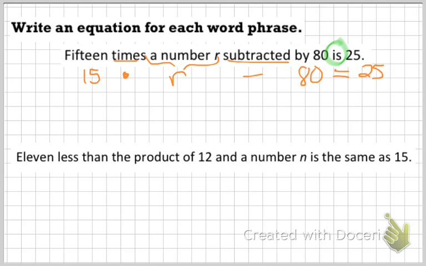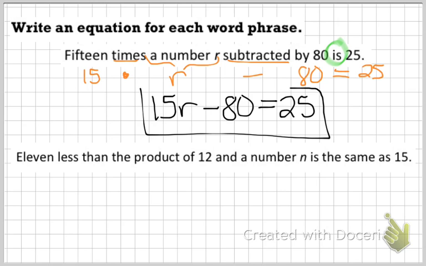To rewrite this, you have to remember that this 15 times r, we rewrite as 15r. There is no need to put that multiplication symbol in the middle. Anytime you see a number in front of a variable, remember that it's already multiplying. It's implied. I don't need to include it. So we have 15r minus 80 is the same as, or in this case is, 25. And here we have our equation.